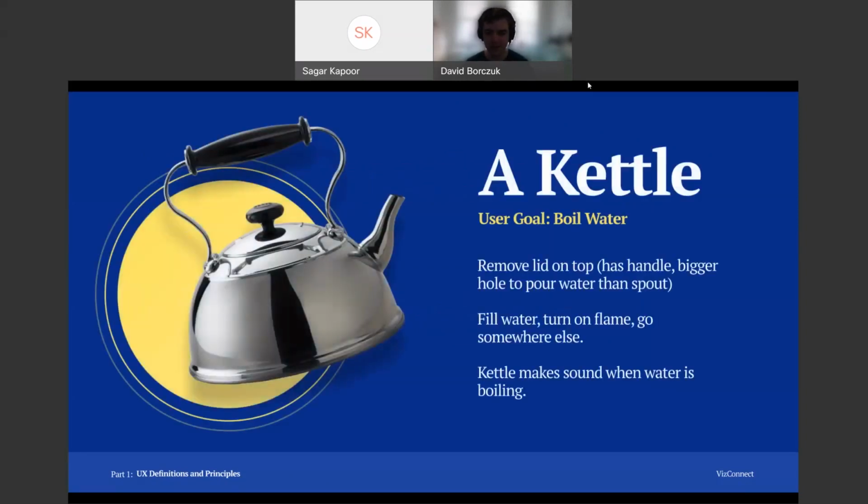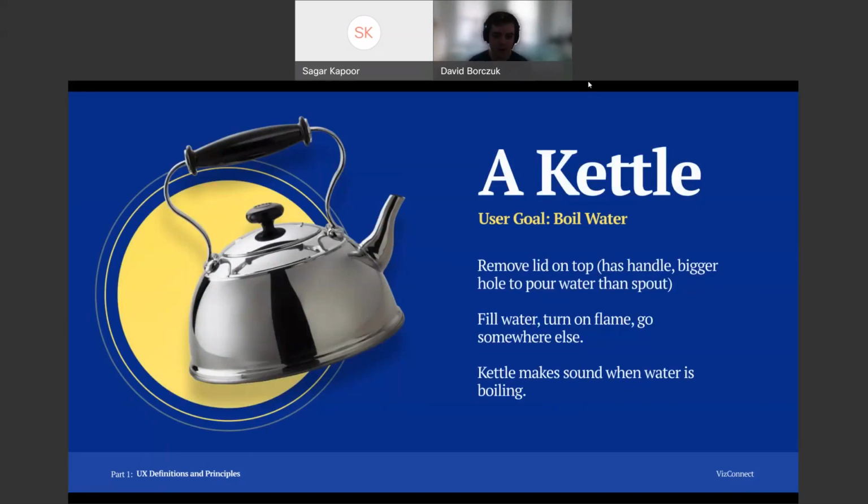So whenever I think of user experience, the first example that I give is a kettle. This is a ubiquitous user experience example that people like to give. When you use a kettle, the user goal is to boil water. And the kettle does a really good job at doing this. You remove this gigantic lid on the kettle. It has a huge handle for you to hold and pour water from. You fill the kettle with water and you turn on the flame, and it's in a closed system. And so it boils faster and you're able to go somewhere else.